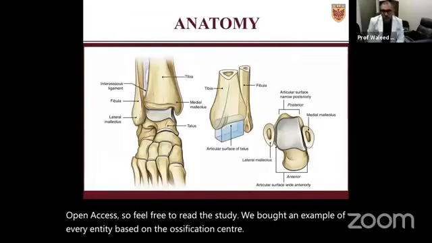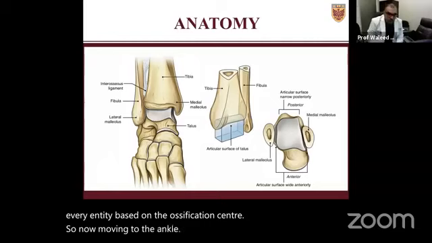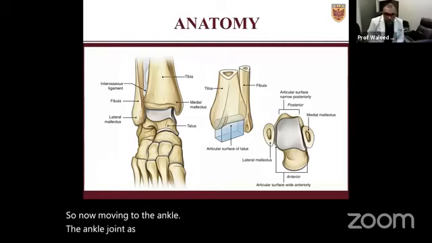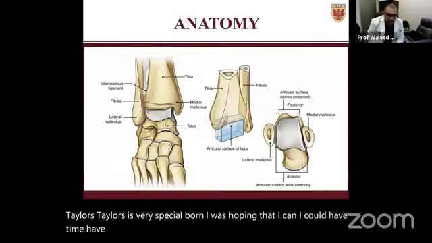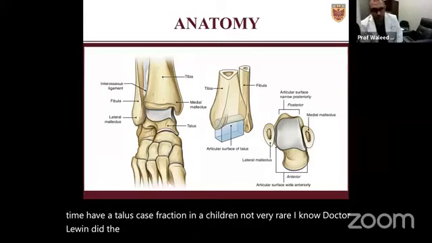So now moving to the ankle. The ankle joint, as you all know, is formed by the tibia and fibula articulating with the talus. The talus is a very special bone. I was hoping I could have time to present a talus fracture case in children. I know it's very rare. I know Dr. Lawindi did the talus fracture in adults last week.